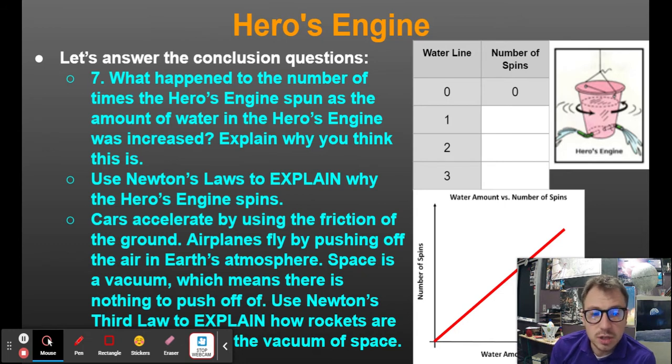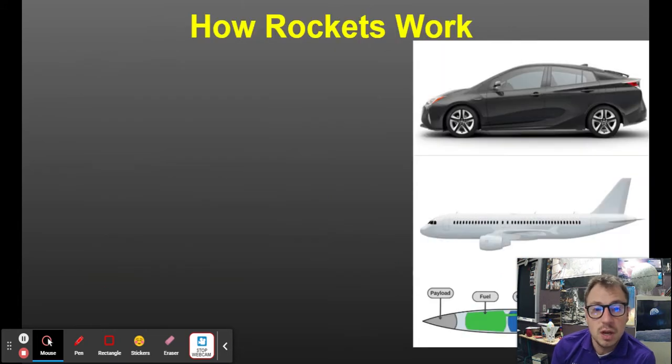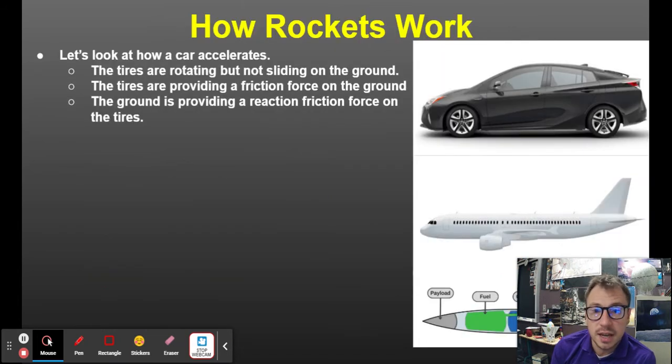So the last question is sort of the crux of the whole thing. Cars accelerate by using the friction of the ground. Airplanes fly by pushing off the air in Earth's atmosphere. Space is a vacuum, which means there's nothing to push off of. Use Newton's third law. Explain how rockets work when there's nothing to push off in space. So let's look at that.